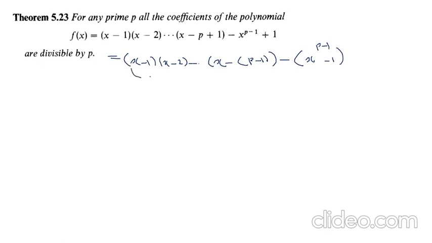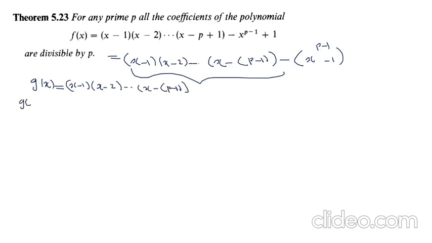So we take up to this as g of x. Take g of x equal to x minus 1 into x minus 2 into etc. x minus p minus 1. Then g of x congruent to 0 mod p has how many solutions? p minus 1 solutions, that is g of 1 equal to 0, g of 2 equal to 0, g of 3 equal to 0, etc., g of p minus 1 equal to 0.